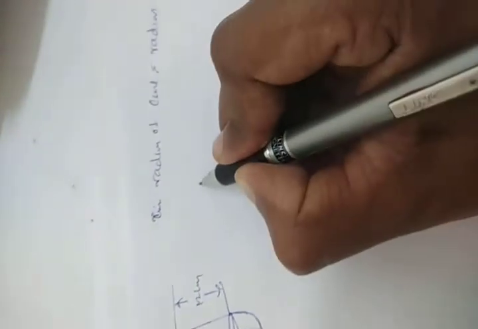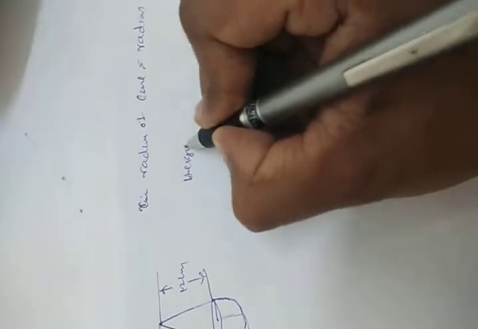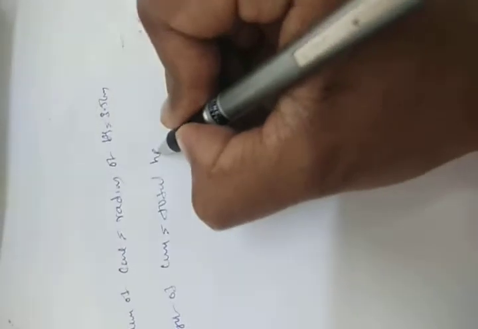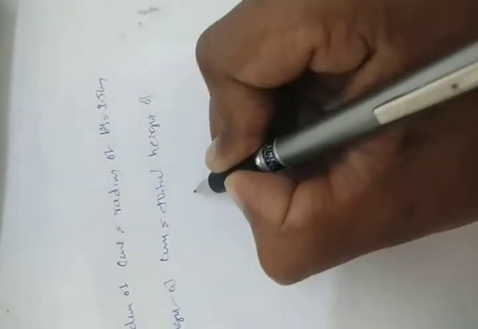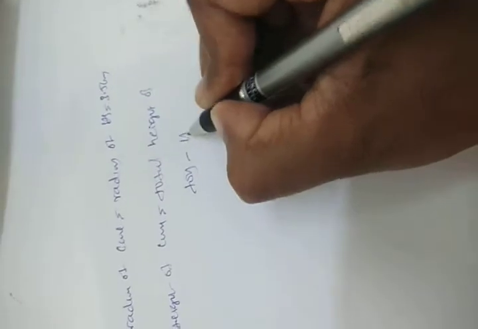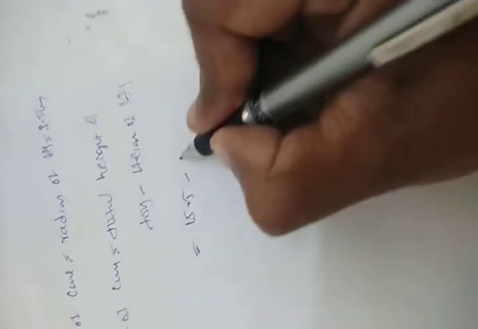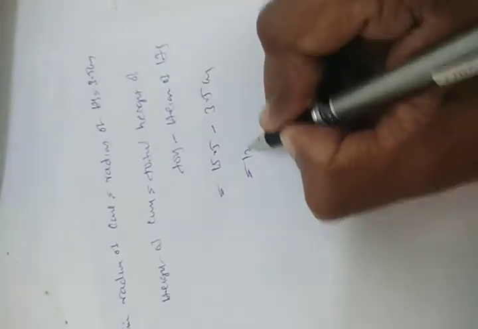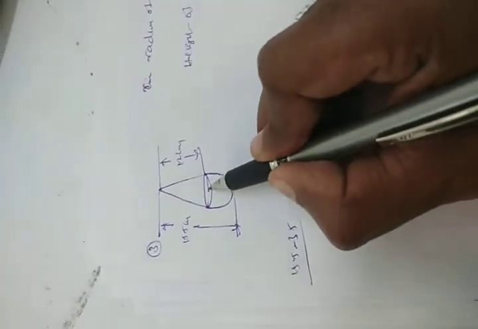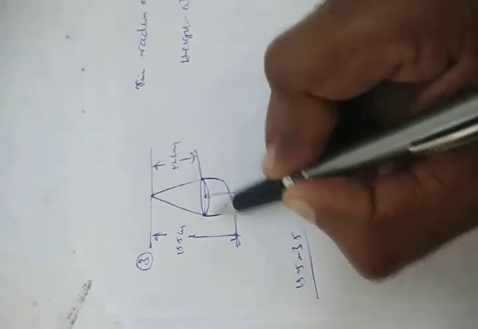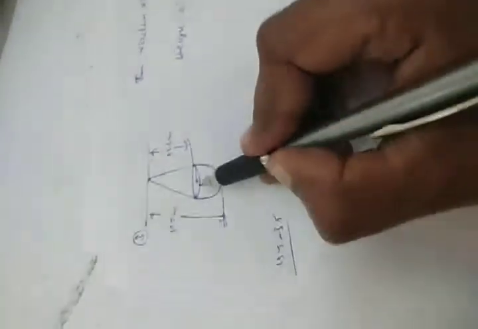So the height of the cone is equal to the total height of the toy minus the height of the hemisphere. That is 15.5 minus 3.5, which will be 12 centimeters. So don't feel anything is wrong or difficult here. The reason is, whatever it might be, this is the radius, this is the radius. So for the hemisphere, the height is going to be the radius.